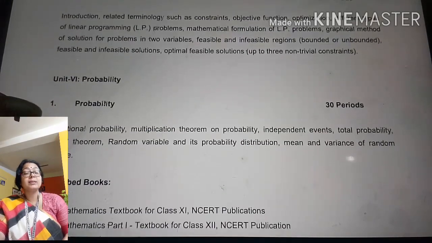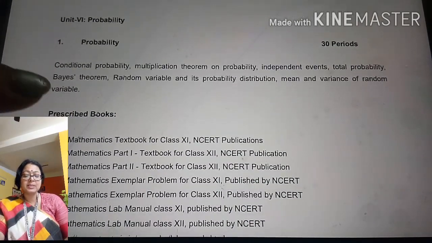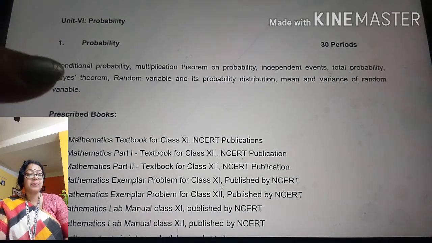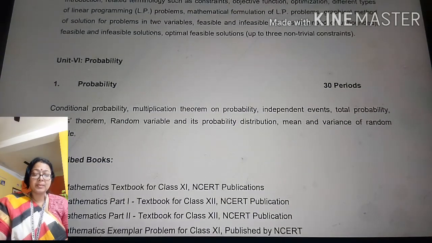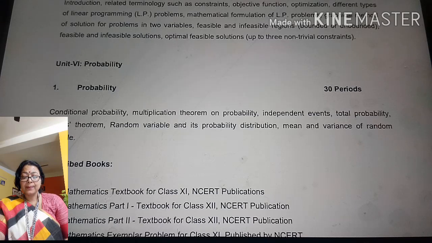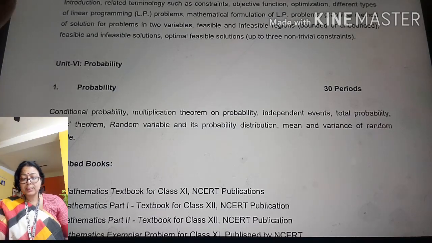Unit 6, that is the last part, probability. Conditional probability, multiplication theorem on probability, independent events, total probability, Bayes' theorem, random variable and its probability distribution, mean and variance of the random variable.